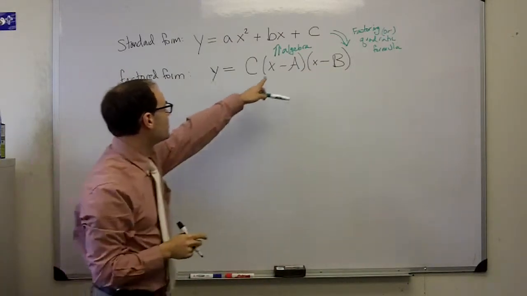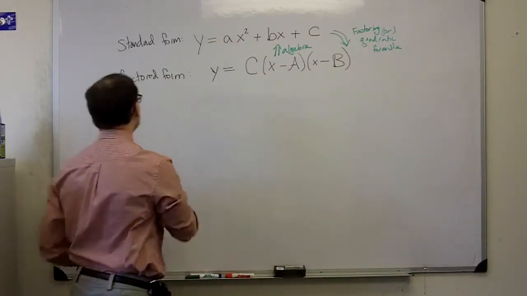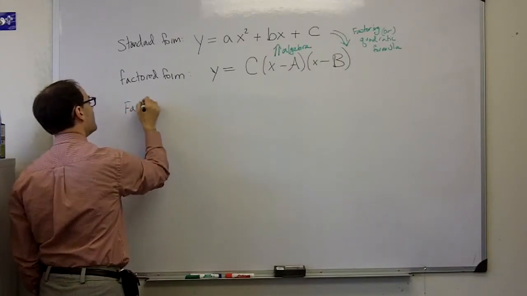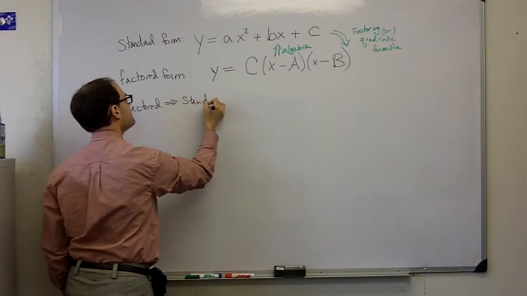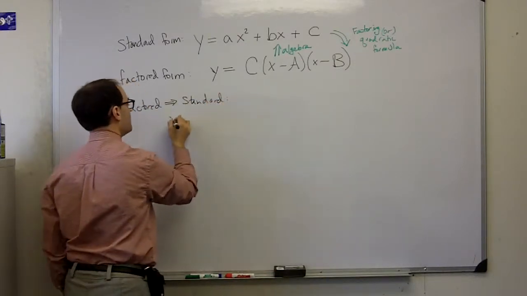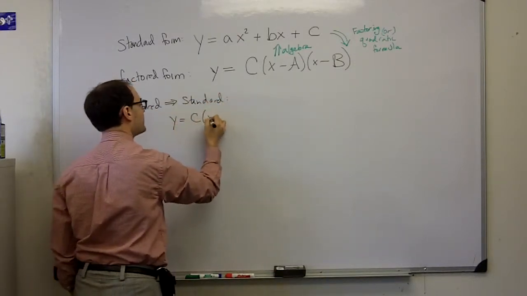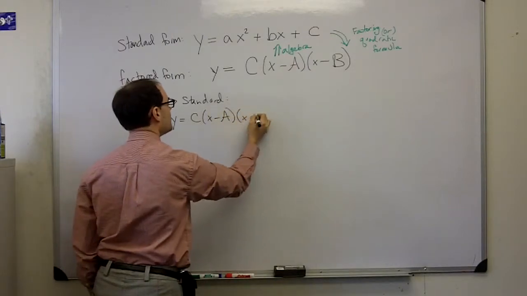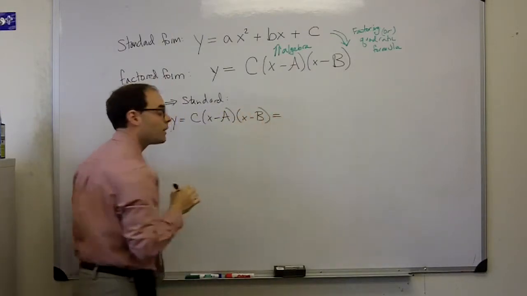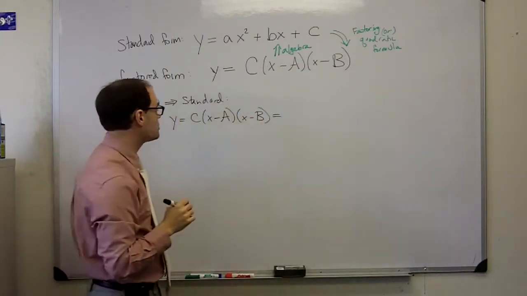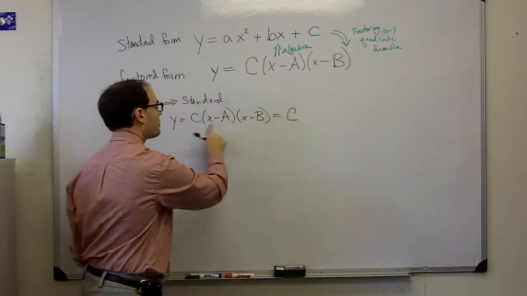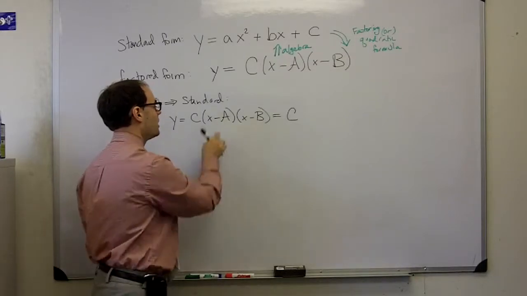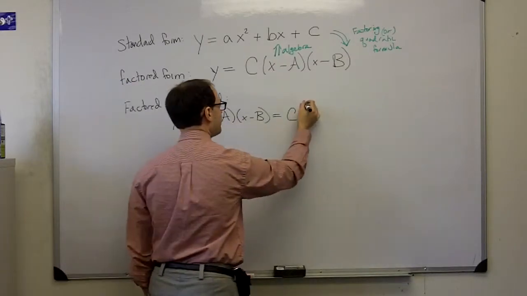So let's take care of the first conversion. So factored to standard. What do you do? Well, we just multiply this out. You can use the little FOIL rule if you've remembered that, or just multiply by distributing this factor through.